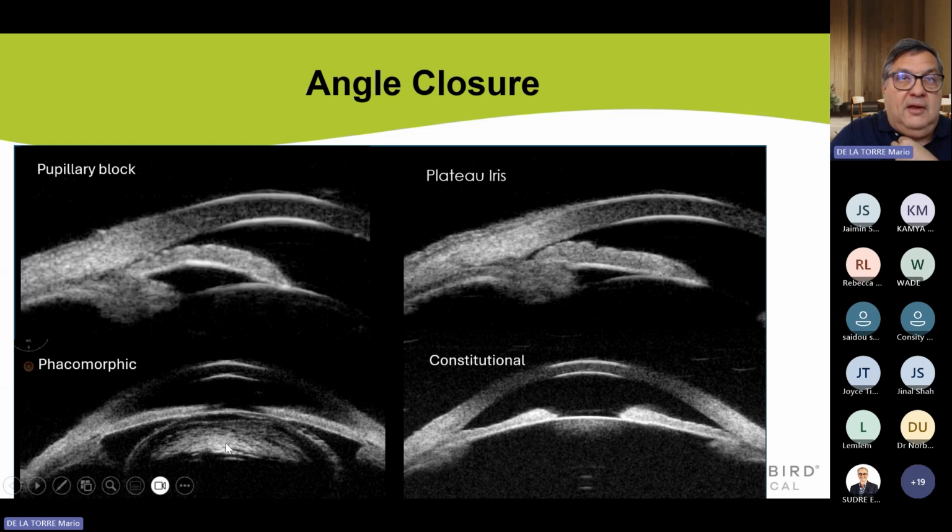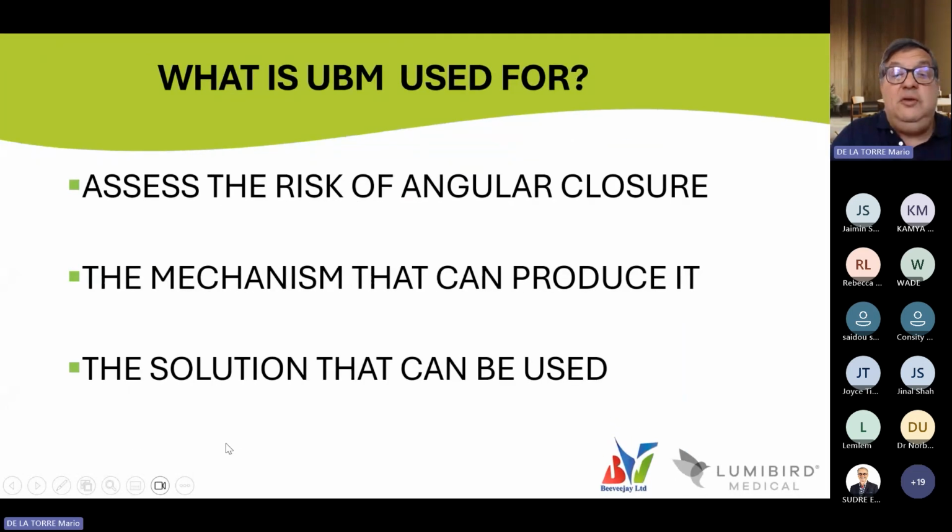In phacomorphic, sometimes you can't see any structure. What is UBM used for in glaucoma? To assess the risk of angle closure, the mechanism that can produce it, and the solution. If you know the cause, you get the solution. I mean, it avoids using iridotomy in cases where it doesn't work. For example, plateau iris, when it's alone, when it's pure, or phacomorphic, where the lens is the cause of the angle closure, or even in constitutional.